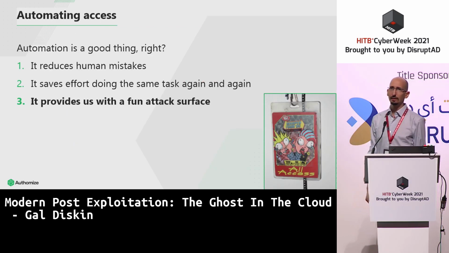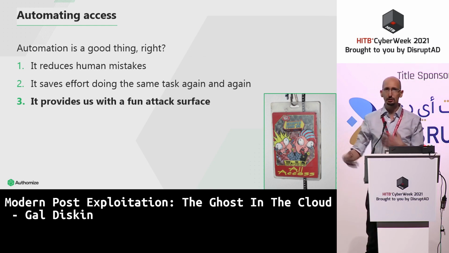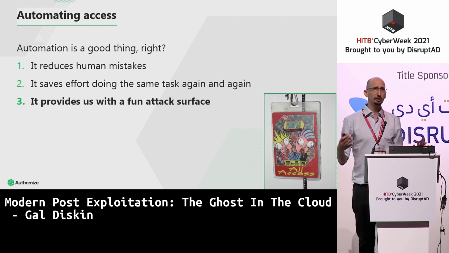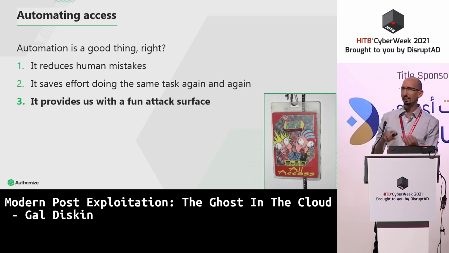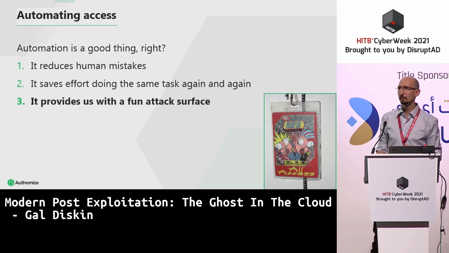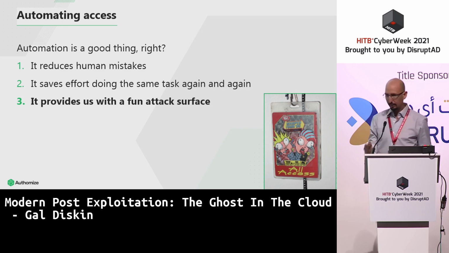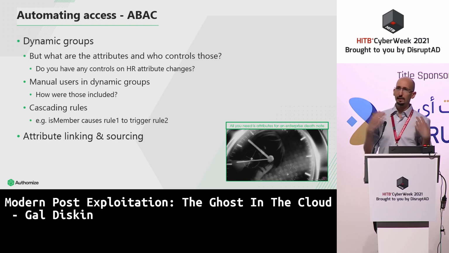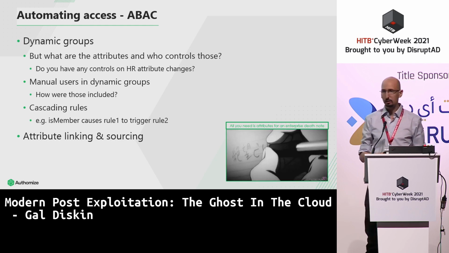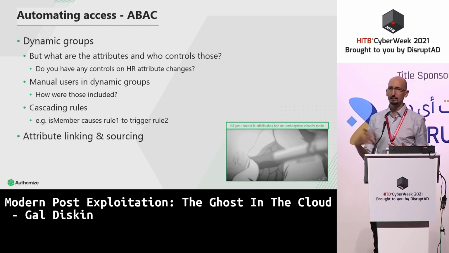So let's talk about a last topic about automating access before we get to actually how to analyze applications and how to hack them. Automation is a good thing in general. It reduces the amount of human mistakes, it saves effort, but it also does an important thing in the area of access management, which is providing us with a really fun attack surface. And it starts from automating attribute-based access control.